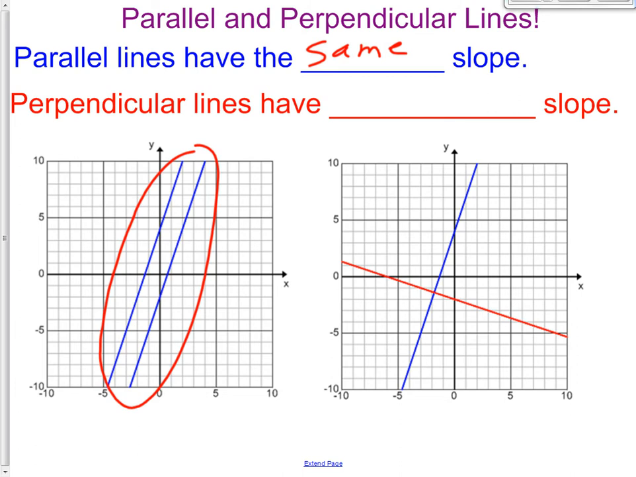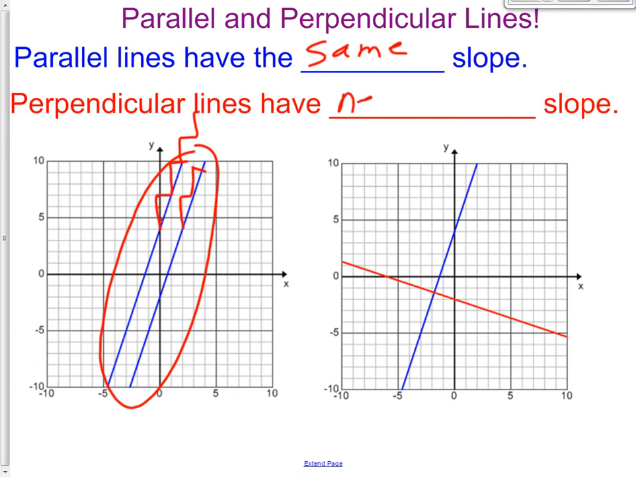So it would make sense that if one has a slope of up 3 over 1, up 3 over 1, up 3 over 1, and so on and so forth, the other one would also have a slope of up 3 over 1. They're going to have the exact same slope because they're going to stay the exact same distance forever and ever. Perpendicular lines, however, intersect each other and they have a special intersection.